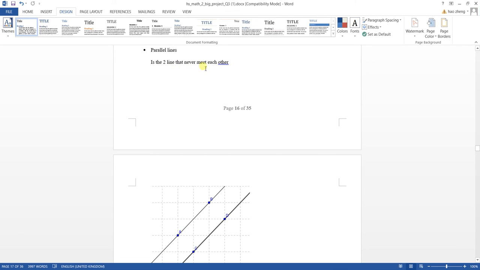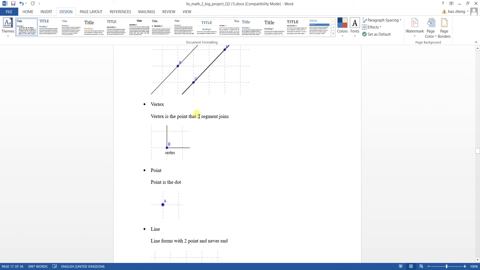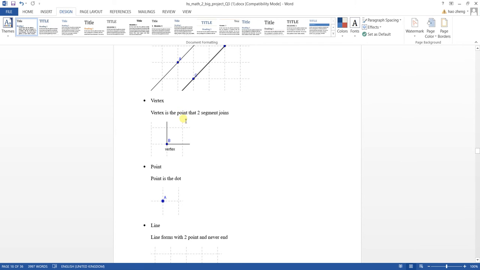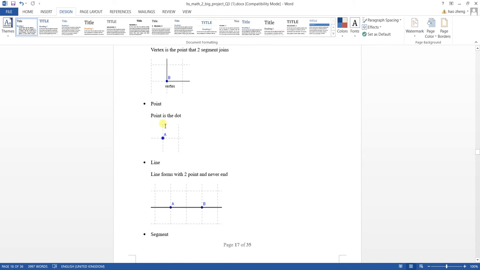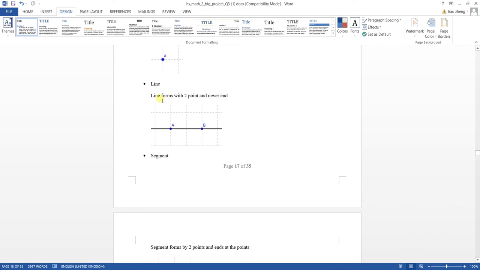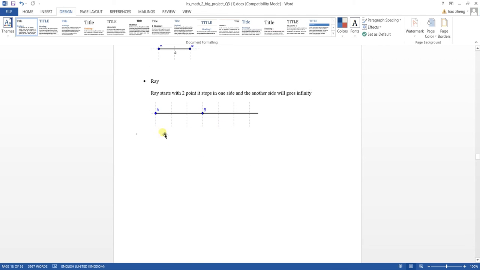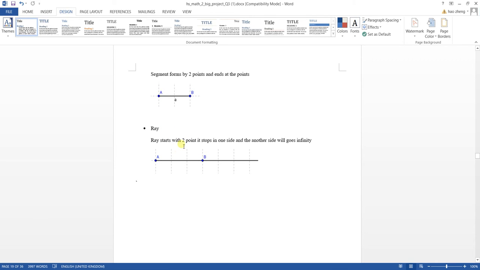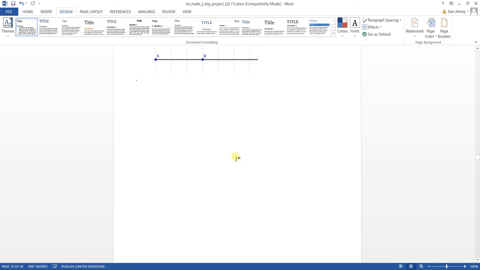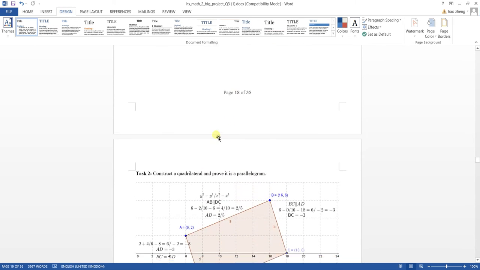Parallel lines are two lines that never meet each other, here. A vertex is the point where two segments join, and a point is just a dot. A line formed with two points never ends. A segment is formed by two points and ends at those points. A ray starts at one point and stops on one side, and the other side just goes to infinity.